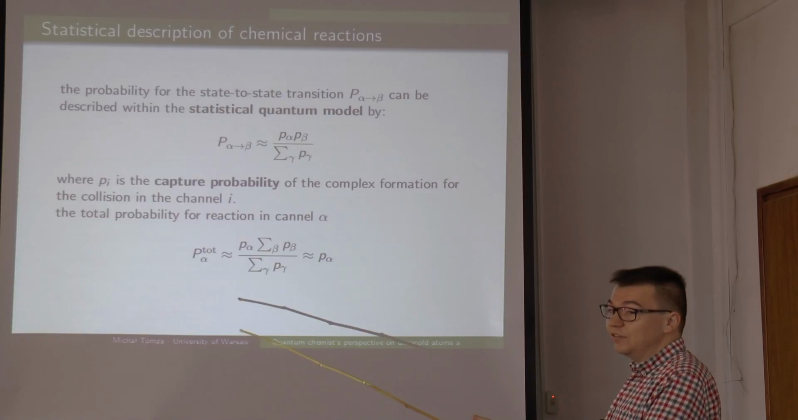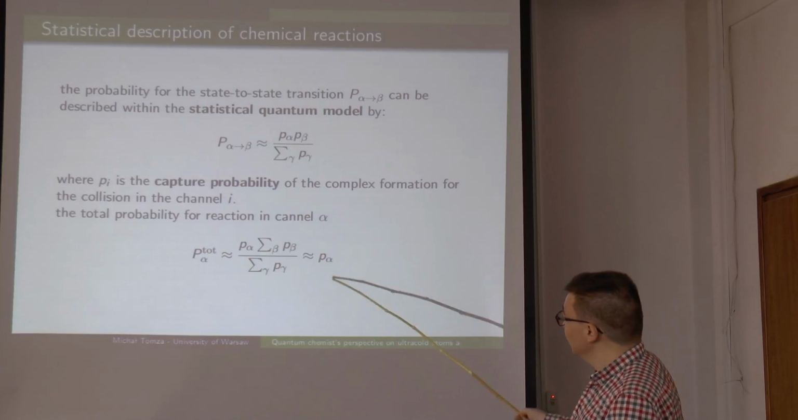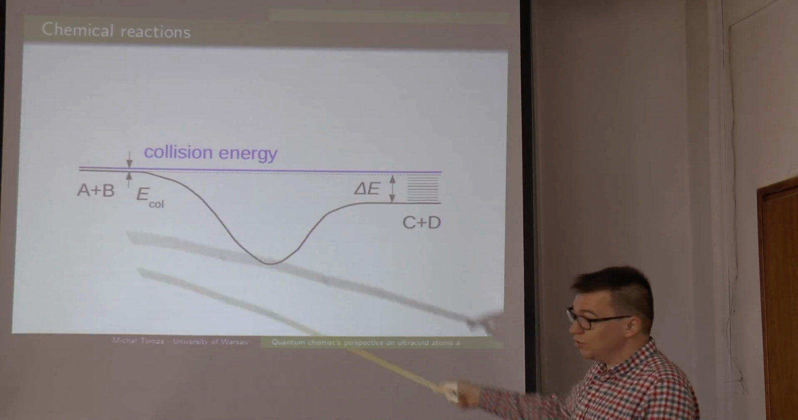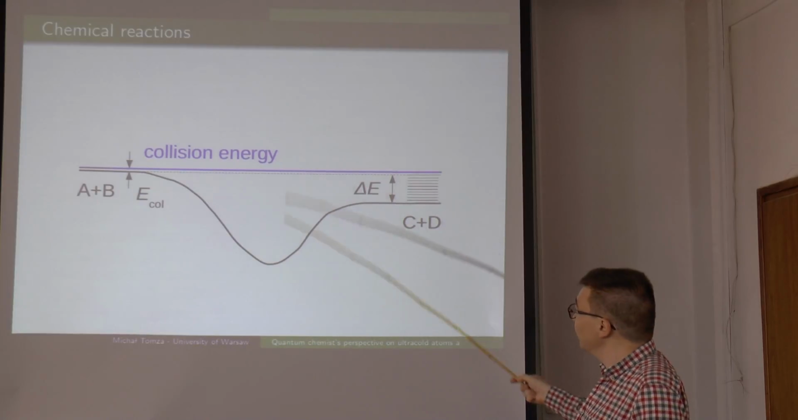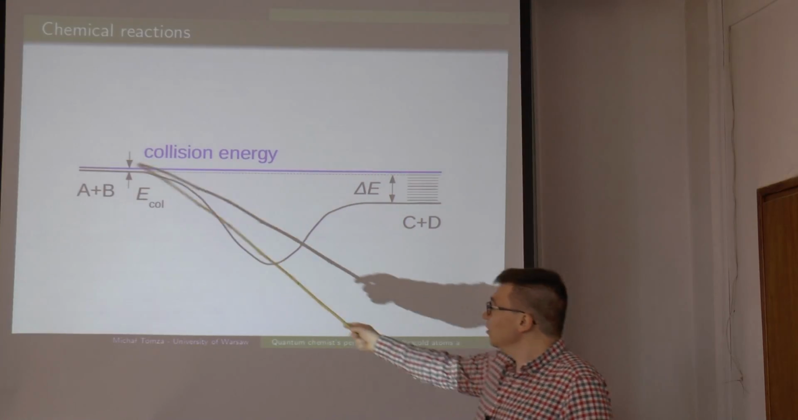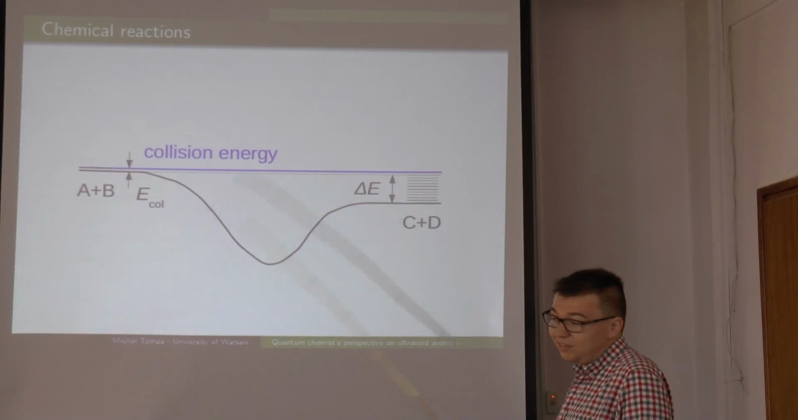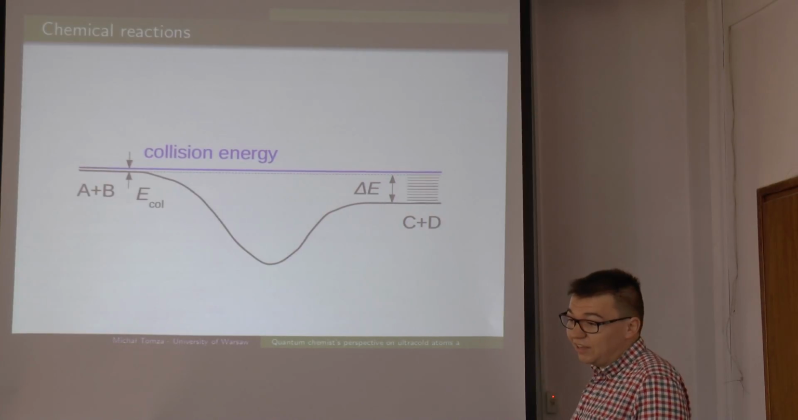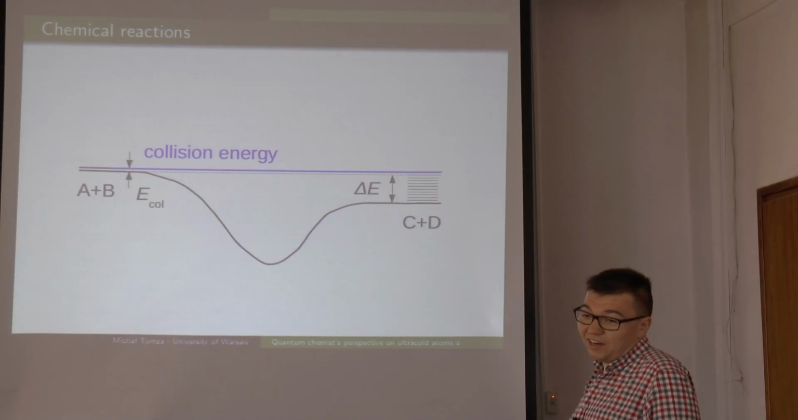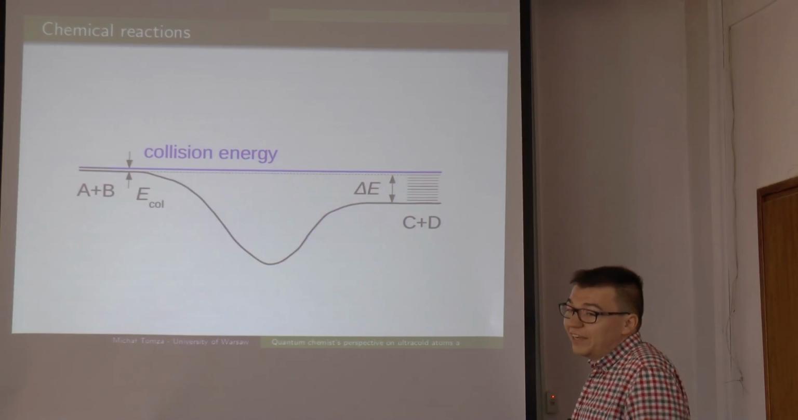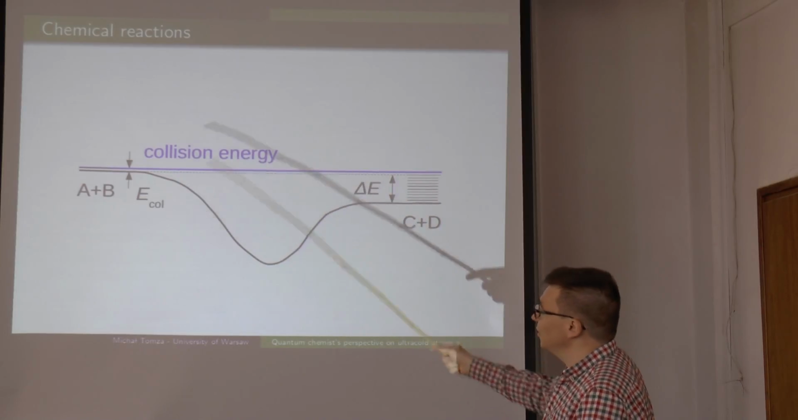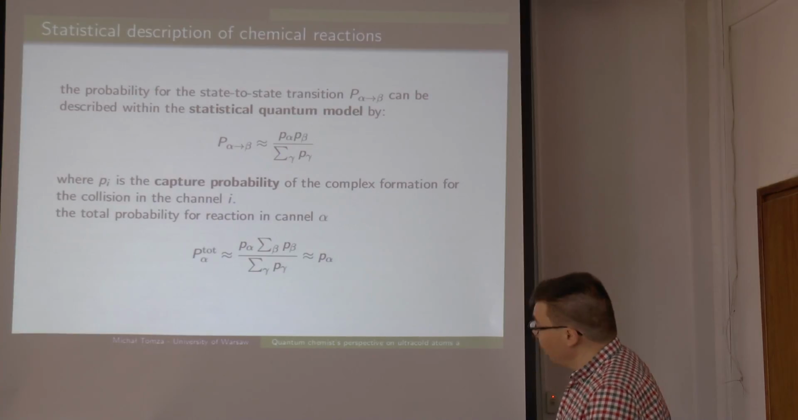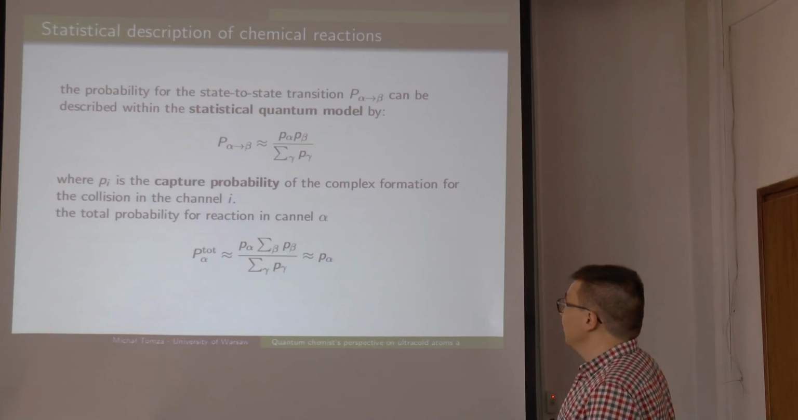There is no information from what's going on in the products. So for the total probability of reaction, and for all other information, only what's going on in the entrance channel is important, and the product channels are just a kind of reservoir that is collecting whatever is happening in the middle. Okay, and how far is it from reality?